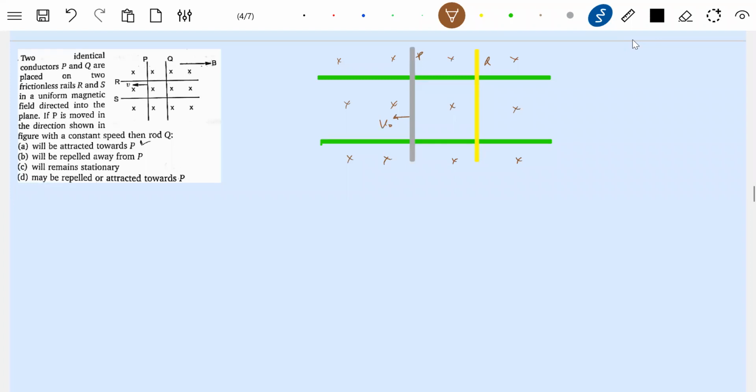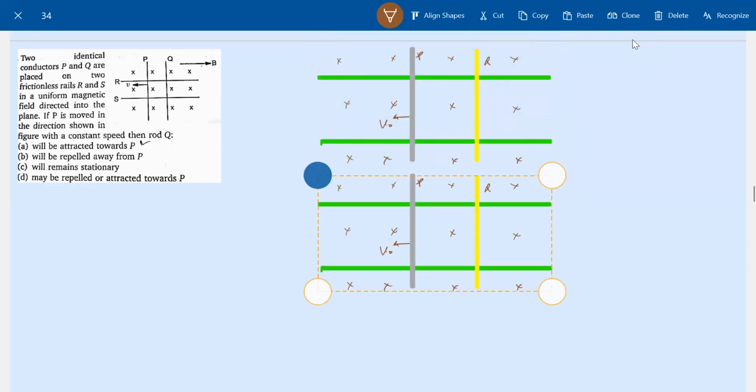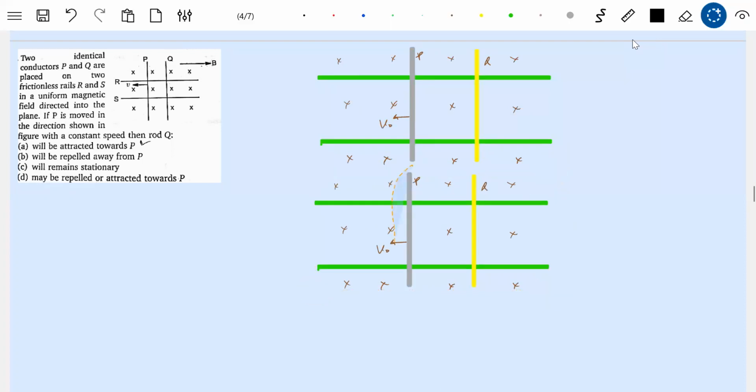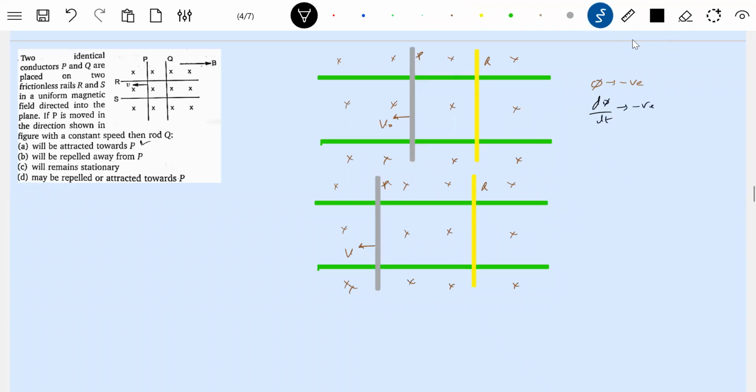So let's get into the motional EMF concept and we'll see the flux linking conditions. After some time, I do expect this rod P somewhere here. It will have velocity v. Flux linking it remains constant or varies? I think the area is varying here, no? So the flux is negative, negative flux increases, d phi by dt negative. EMF induced positive. EMF induced positive means the induced current should flow anti-clockwise.